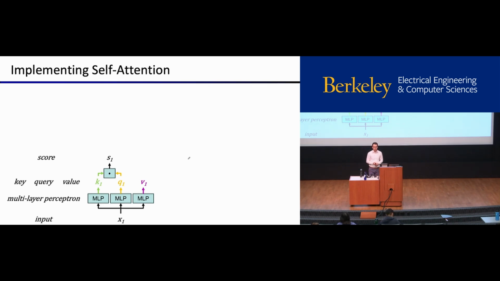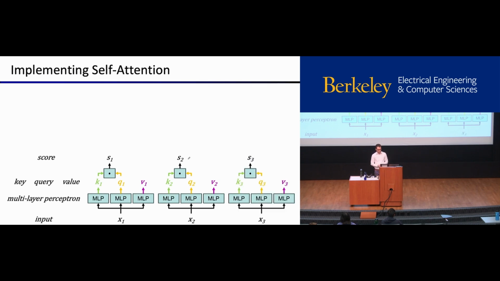We're going to have one of these for each of the inputs, sharing the same weights. We have another key, query, value combination on top of x2, and we feed in x2 and get another score, and we feed in x3 and get another score. We're going to look at these scores and see which scores are large and which scores are small.